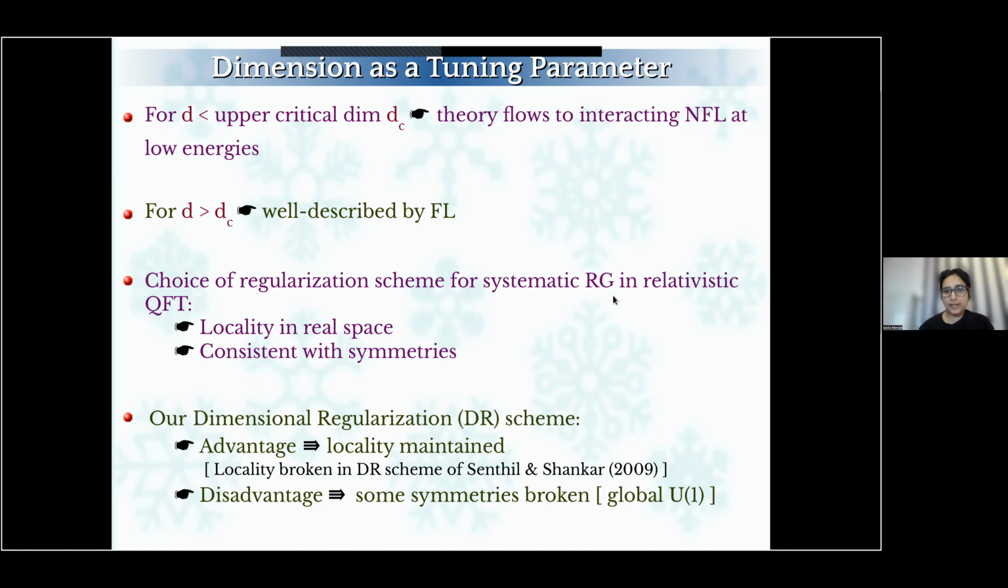Now, when we choose a regularization scheme to regularize divergences in the theory, in order to get a systematic renormalization group equation, in relativistic quantum field theory, usually we are careful that we maintain locality in real space, and the effective theory is consistent with the original symmetries of the system.